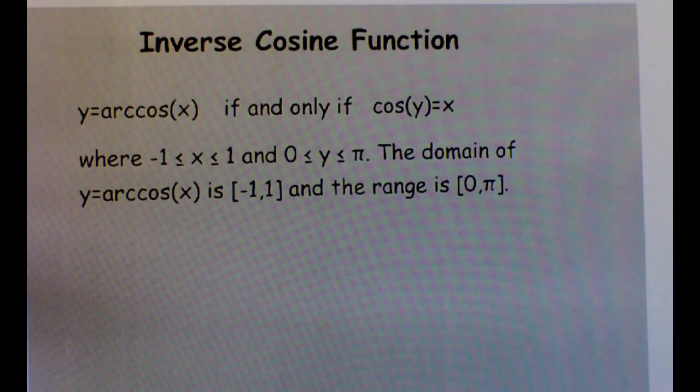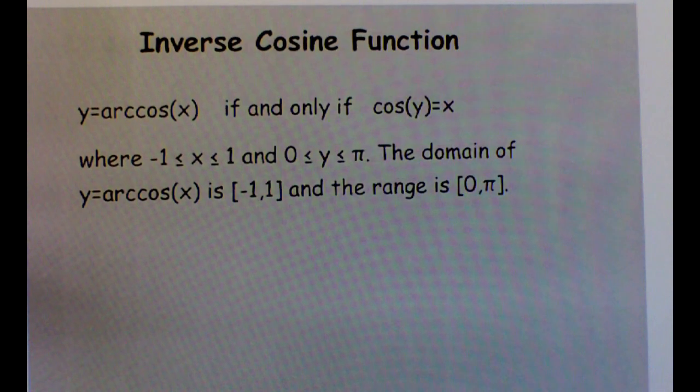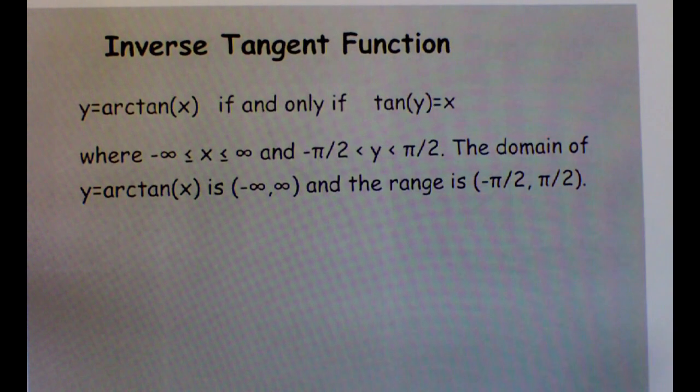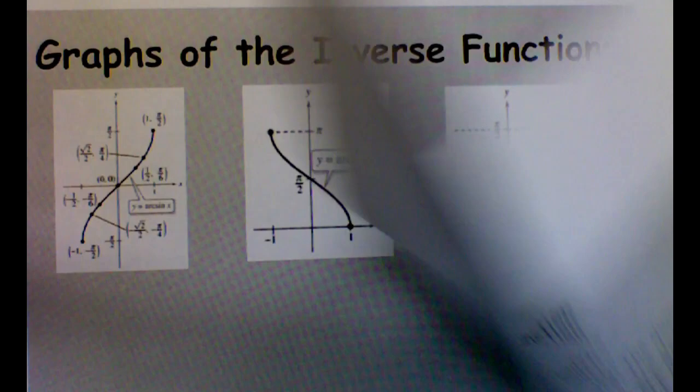Inverse cosine, very similar. We use arc cosine if and only if the cosine of y equals x, where x is between negative 1 and +1 again. This time y is between 0 and pi. The domain of arc cosine is -1 to 1. The range is 0 to pi. And inverse tangent, we like to call it arctangent. Y equals the arctangent of x if and only if the tangent of y was x. This time we can plug in any number. X can be negative to positive infinity. And y, though, will be between -pi/2 and pi/2, not included. So the domain is all real numbers. The range is negative to positive pi/2.